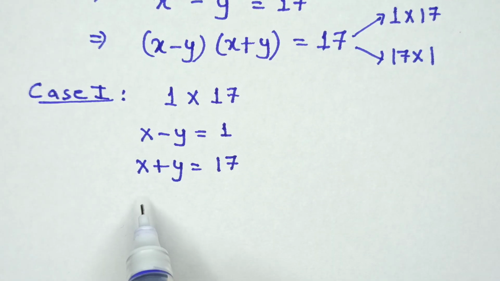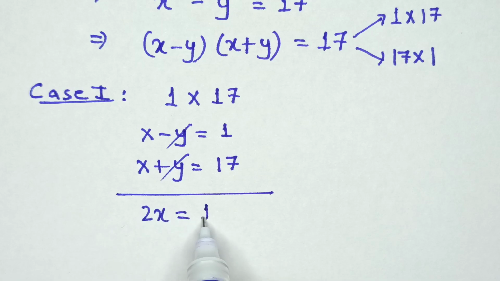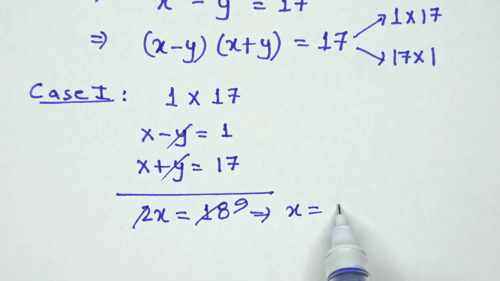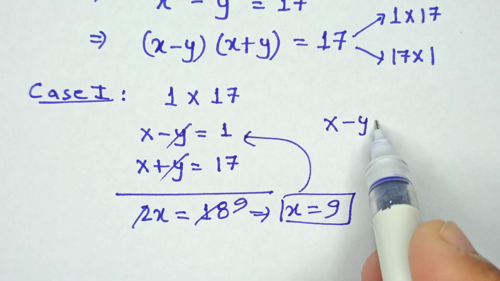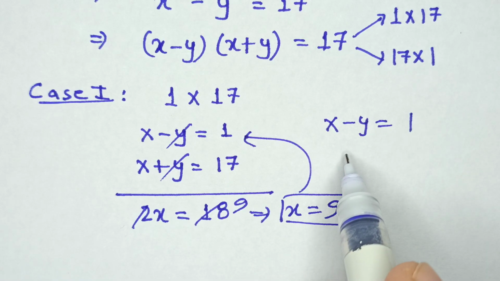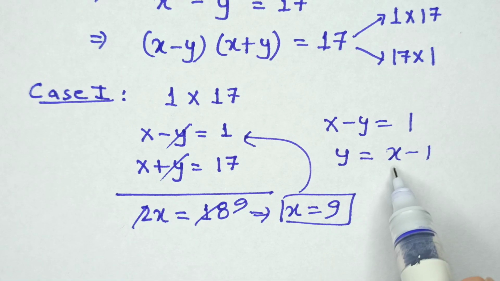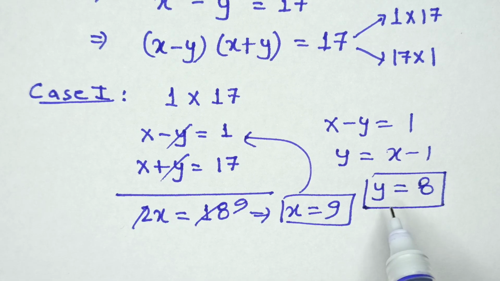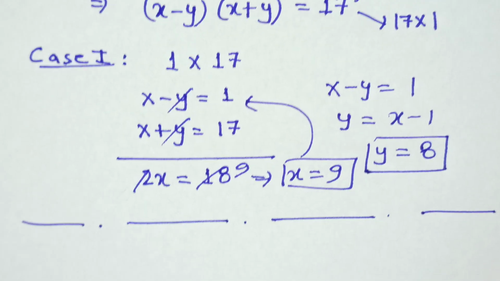Now let us add both these equations together, and as soon as we add them, the y component gets cancelled out. So 2x comes out to be 18, which gives us x as 9. Now let us substitute this value of x in the first equation. So x minus y is equal to 1, which means y would be x minus 1. Substituting the value of x, we get y as 9 minus 1, which is 8. So this is the first possible answer for this particular set of equations.